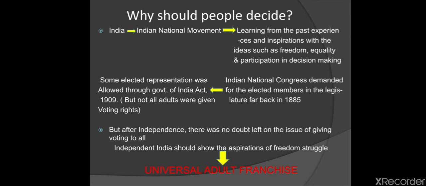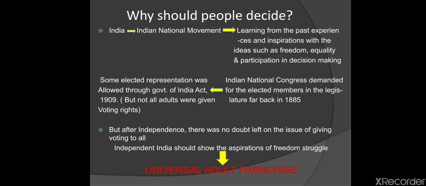They used to see that the British people were free to move anywhere, so they were having freedom. Equality, they were having equality, meaning within their community they all were equal with each other. And participation in decision making, they were participating in the decision making of the country. Though the country belonged to them, Indians were not allowed to roam freely, were not given equality, and were not allowed to participate in decision making.